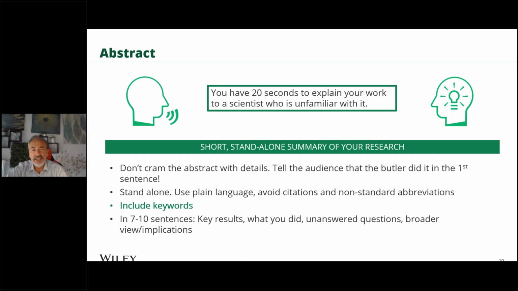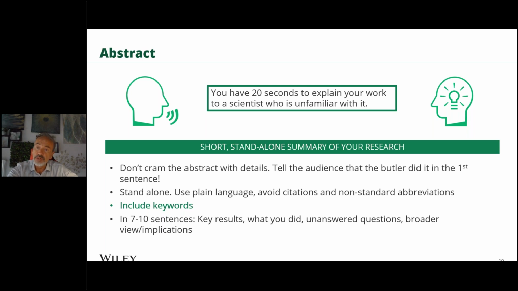Now, how can you write an effective abstract? Imagine you have 20 seconds to explain your work to a scientist who is unfamiliar with it. In general, abstracts should be a short and standalone summary of your research. We recommend not to cram abstracts with details. The abstract should be standalone, so use plain language, avoid citations, and above all, avoid non-standard abbreviations.